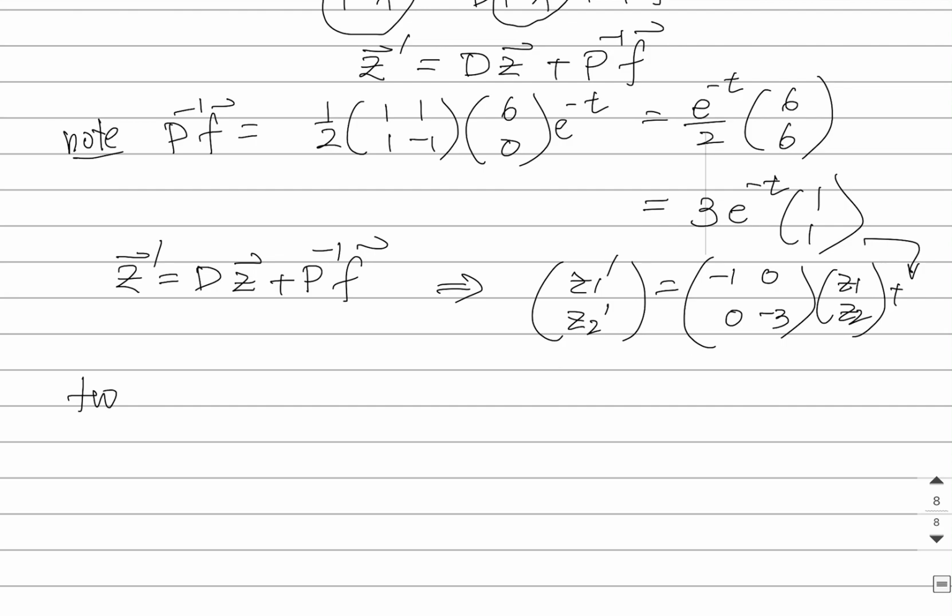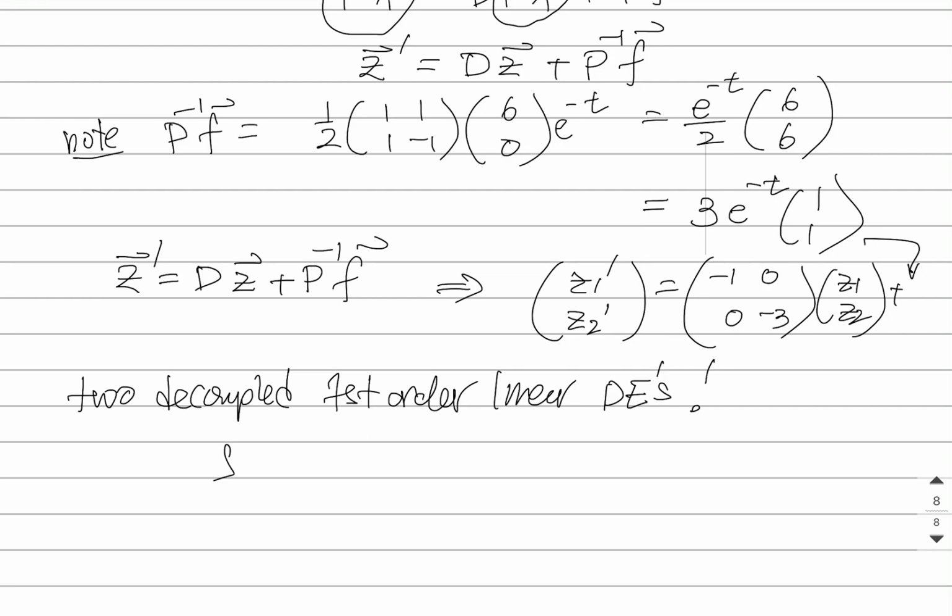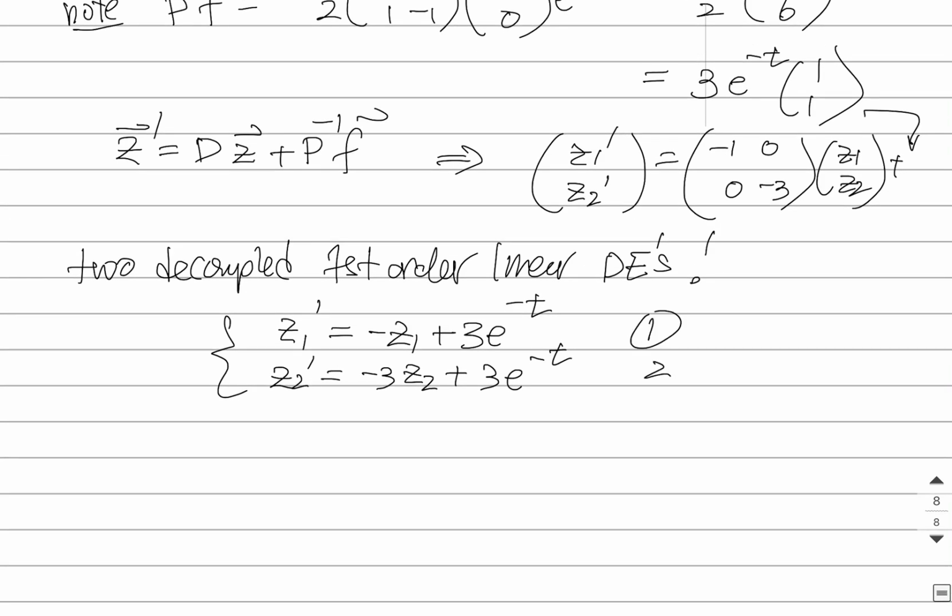So we get 2 decoupled first-order linear DEs, and we can solve these. z1 prime is negative z1 plus 3e to the minus t. z2 prime is negative 3z2 plus 3e to the minus t. So let's call that equation 1, that equation 2. We can solve these very straightforwardly, and it's easiest to do this with an integrating factor.